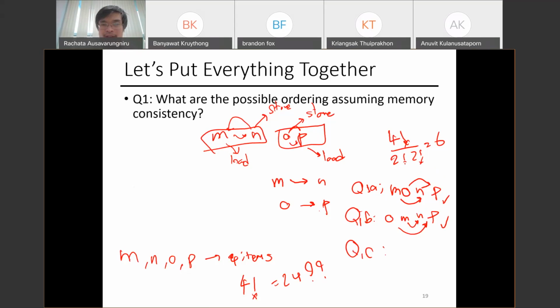Question 1C. What about P, O, M, N? You see that M happens before N, yes, that's okay. But P should not happen before O, so this is not okay. Any questions so far about this? Any questions so far about this particular example?